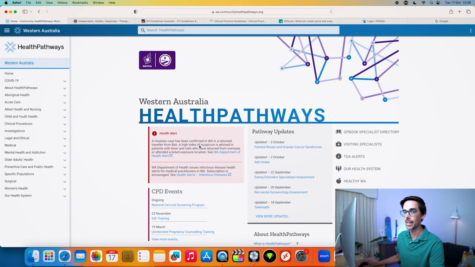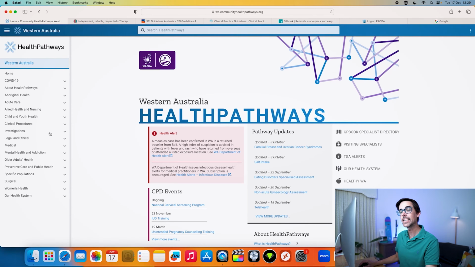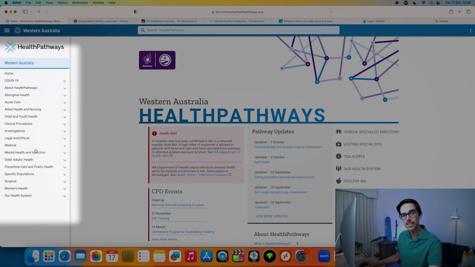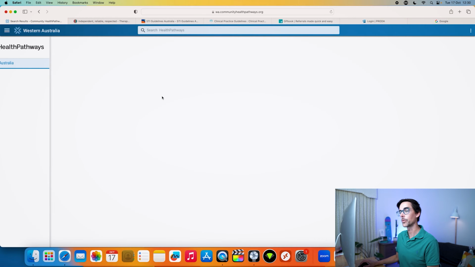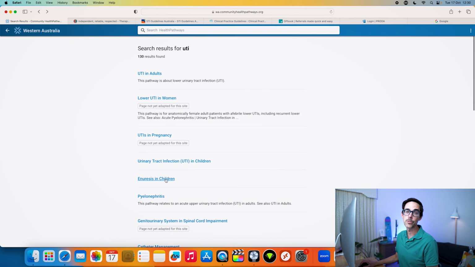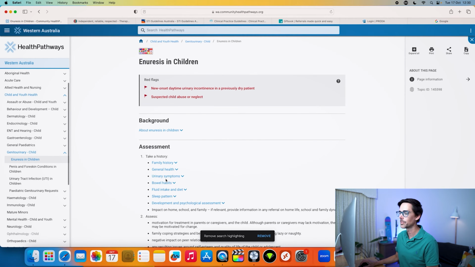And one of the best things about Health Pathways, and specifically about Health Pathways WA, is that there are a lot of local referral pathways here, and I find the guidelines very easy to search for. Now, you can either choose to find the guidelines here on the left-hand side, but to be honest, this is one of the best websites when it comes to its search function. Common one that I will look for are UTIs, lower UTIs in women. They do have a bit about enuresis in children, which is really, really useful. And the way that these guidelines are structured is really, really helpful.